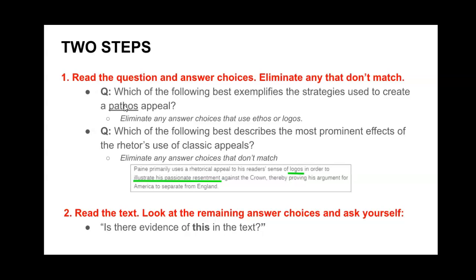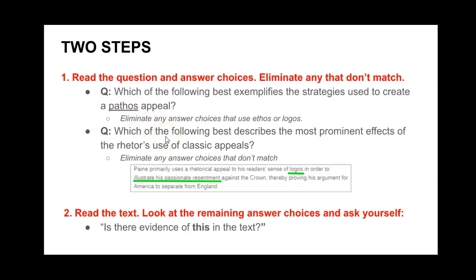So if they're telling you this author used pathos, what strategies did they use? Let's say that answer choice A says they include statistics about the number of car crashes each year. Well, using statistics is not pathos. So you can immediately eliminate that answer choice before you ever even look at the passage. Okay, so that is the first type.